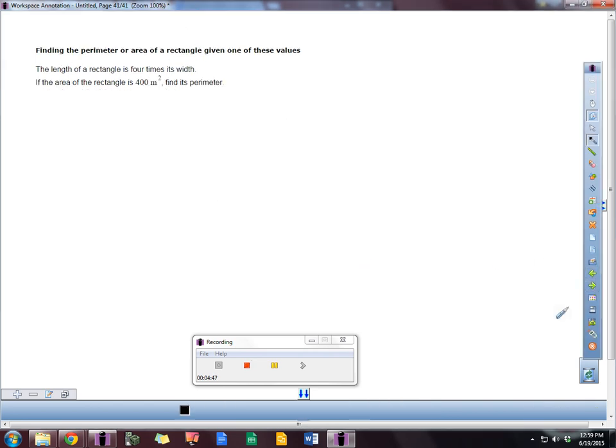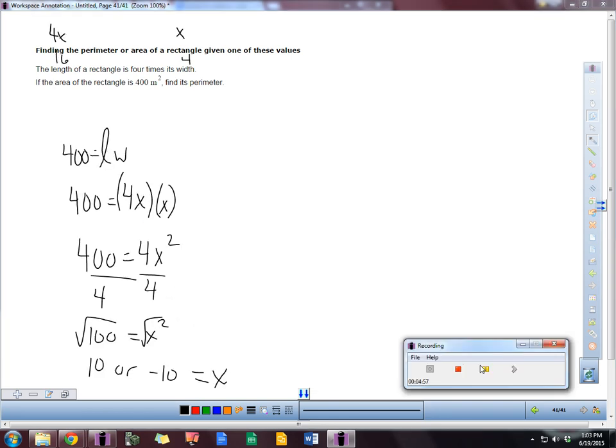Take a look at this one. This time we're given the area, okay, but still employ that same strategy. So we're given the area, and we're trying to find the perimeter. Okay, pause this video and see if you can figure it out. Alright, let's take a look at what we have here. So I have the area, okay. I know it's 400.